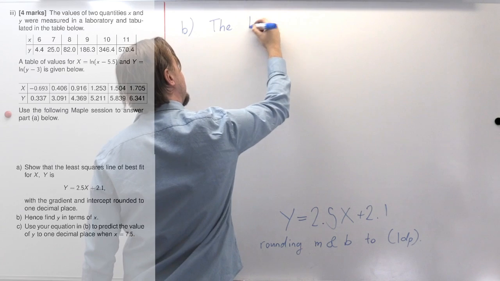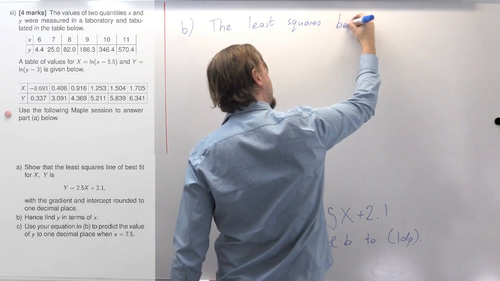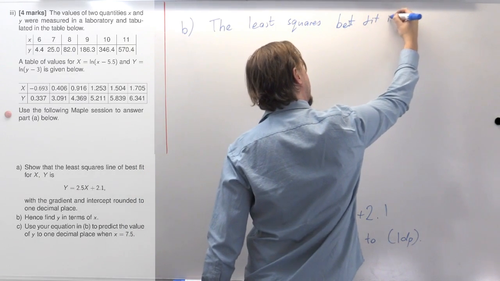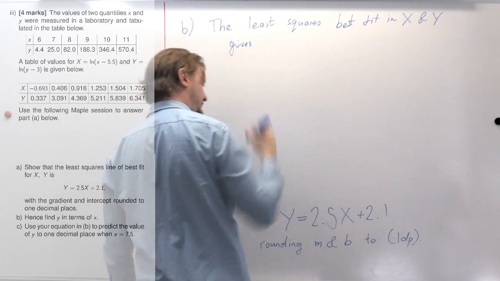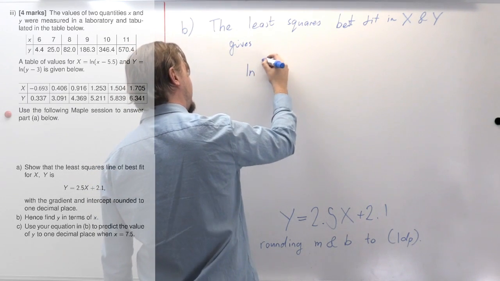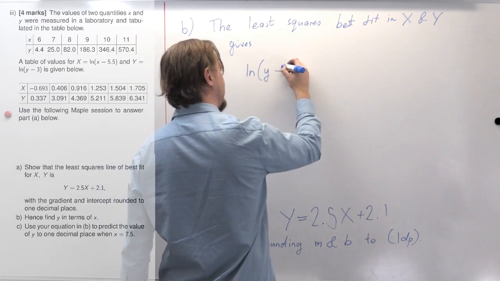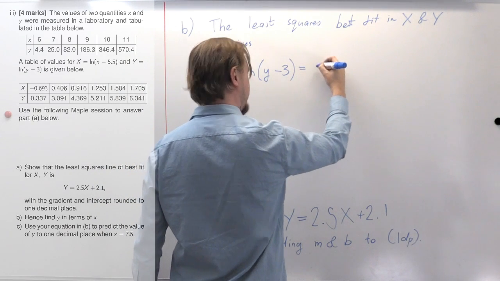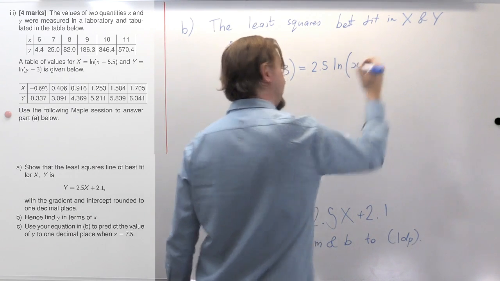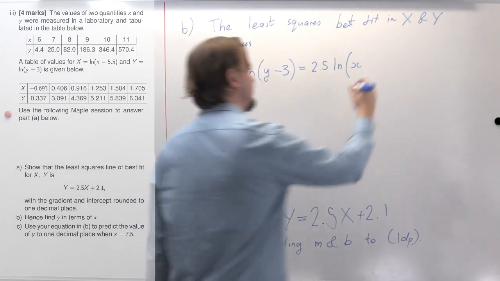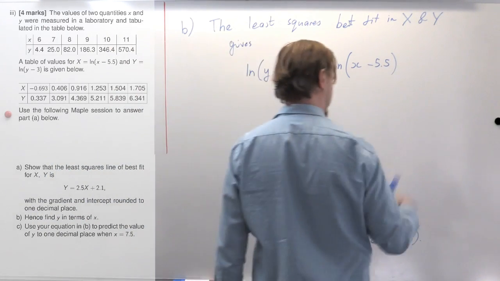the least squares best fit in x and y, so capital X and Y, gives the following approximation, that the log of lowercase y minus 3 is going to be equal to 2.5 times the log of lowercase x minus 5.5 plus 2.1. That's what it says here, plus 2.1.